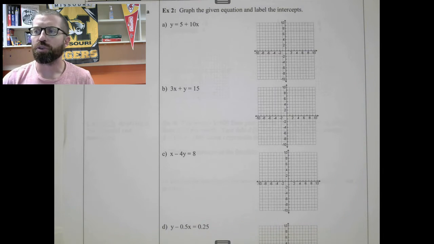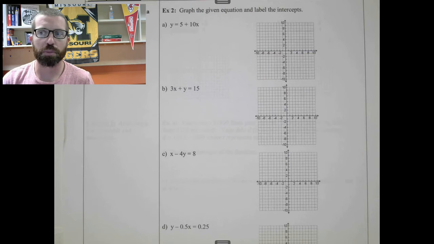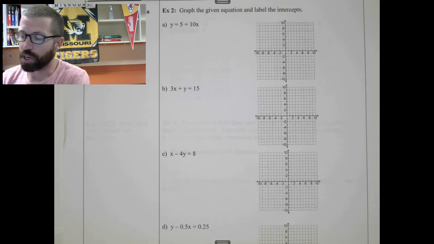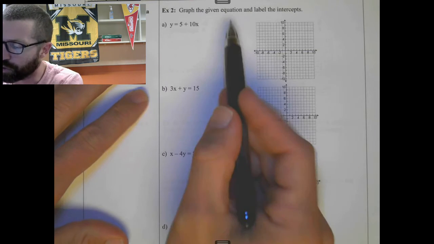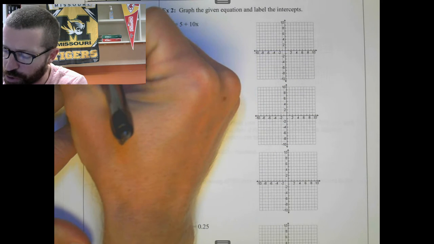So we're going to graph using intercepts. We'll do these first couple kind of slow, then we'll speed up a little bit. Be sure to pause the video often to try the problems on your own and give yourself time to think. So if we want to graph the given equation and label the intercepts, we're going to find the x-intercept.